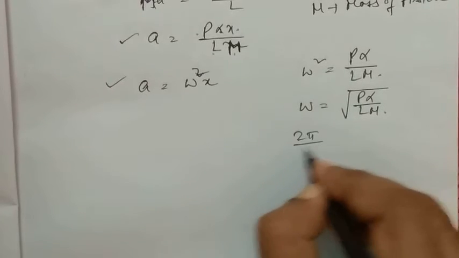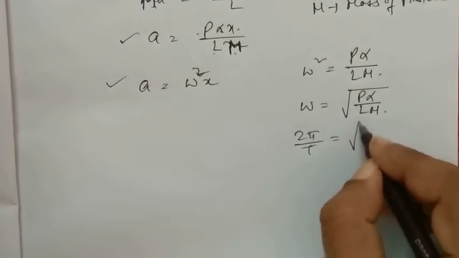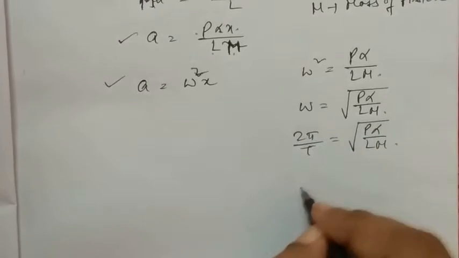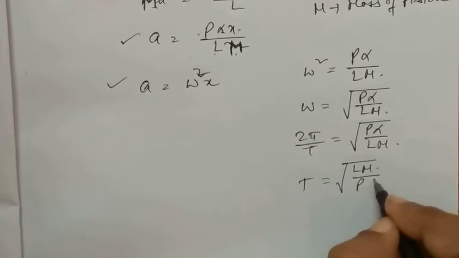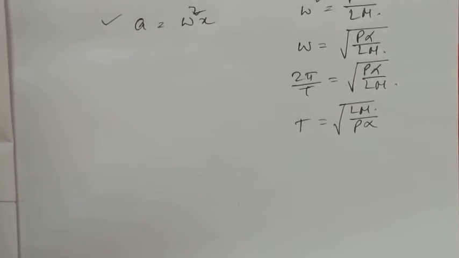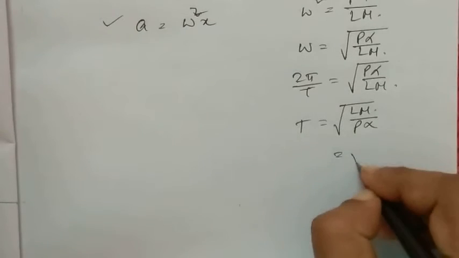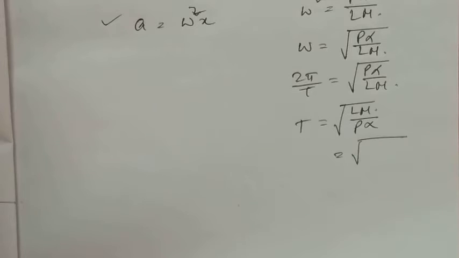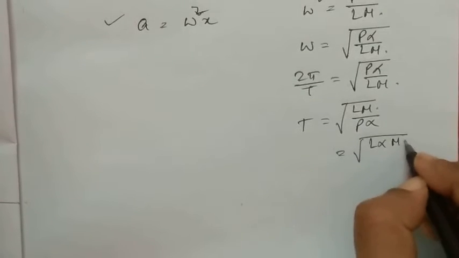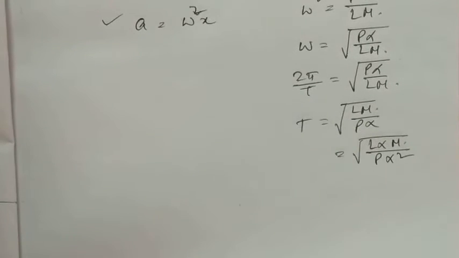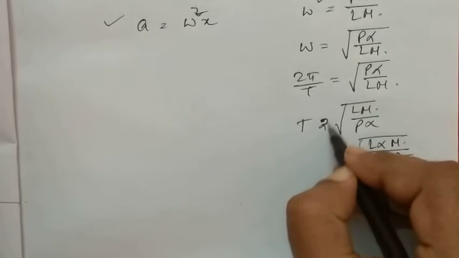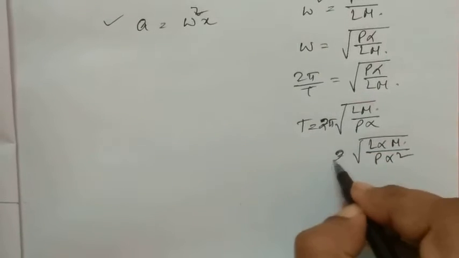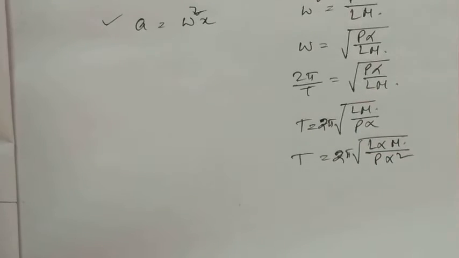Now 2 pi by T equals alpha, here omega is equal to 2 pi by T, P alpha by Lm. So T becomes equal to square root of Lm by P alpha. Now if we multiply alpha with the numerator and denominator, it becomes L alpha M by P alpha square. 2 pi has been missed out. So T is equal to 2 pi root over L alpha M by P alpha square.